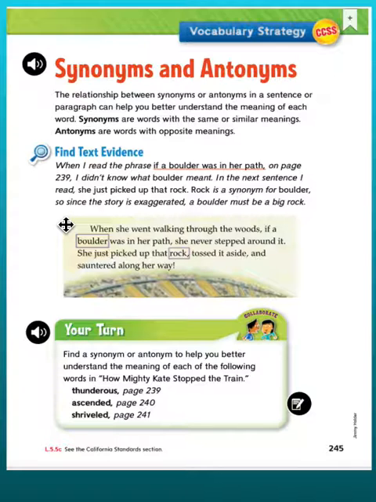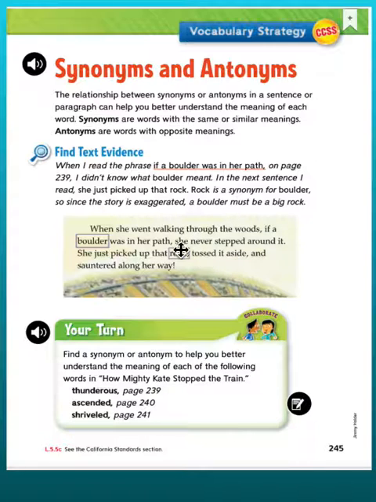So when I read this phrase, if a boulder was in her path on page 239, maybe I'm not sure what this word means, the word boulder. But in the next sentence, I read, she just picked up that rock. Rock is a synonym for boulder. So since the story is exaggerated, a boulder must be a rock.